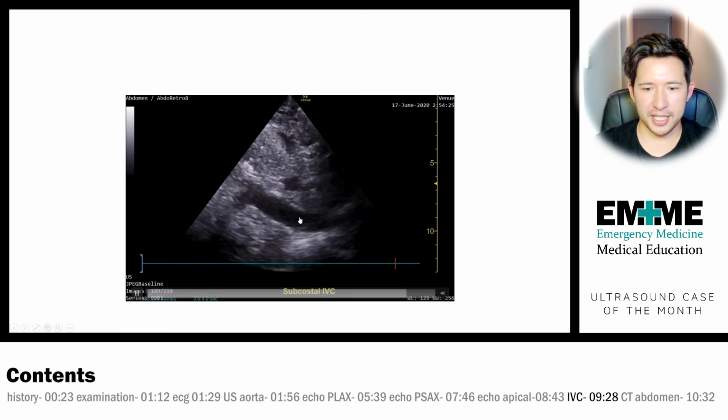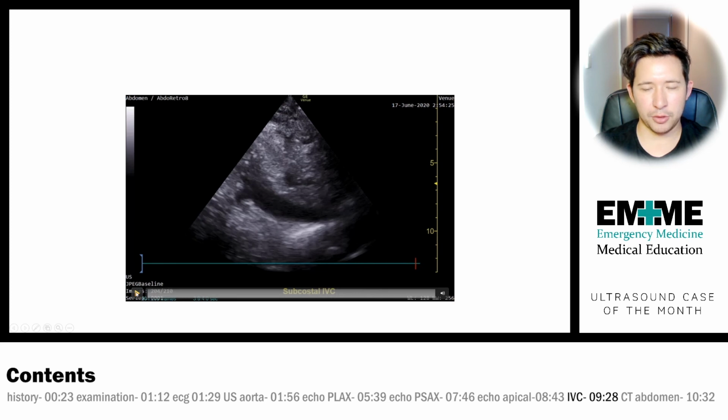So the IVC in theory represents filling, or it can represent pulmonary artery pressures, because if you get high pressure in the lungs, you get high pressure in the pulmonary artery, which goes all the way through the right ventricle to the right atrium and finally back up to the IVC in a kind of column of fluid, if you like.